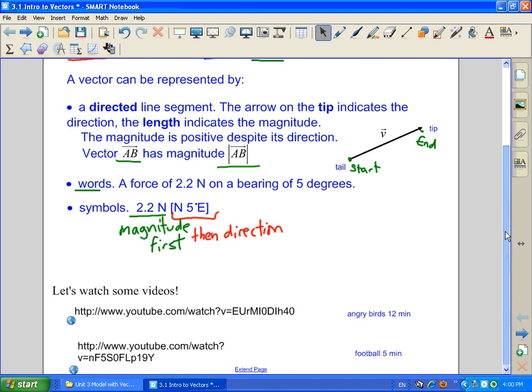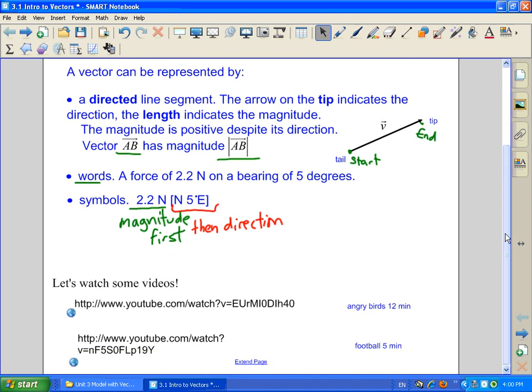I would like you to pause the video right now, ladies and gentlemen, and click on some of these videos or copy and paste them and try them. I really like the Angry Birds one. That's kind of fun. Takes about 12 minutes. And then I also like the football one. So I thought this was a good analogy for you guys to introduce vectors and how you can actually see it in our everyday life. So please pause the video and or my lesson and click on these and watch these, or copy and paste them out into YouTube and watch them.